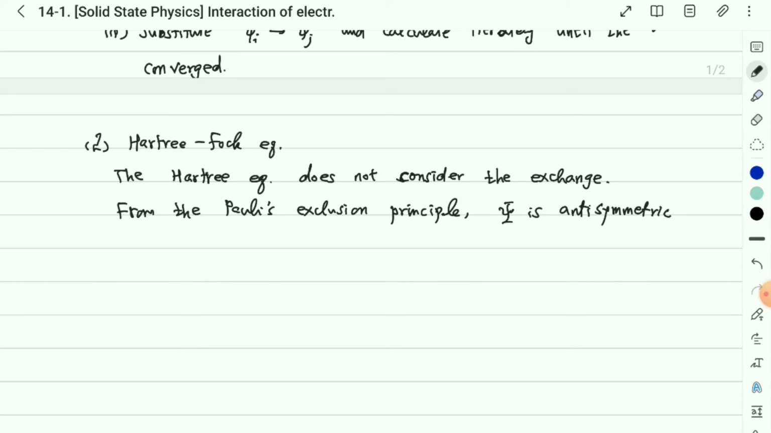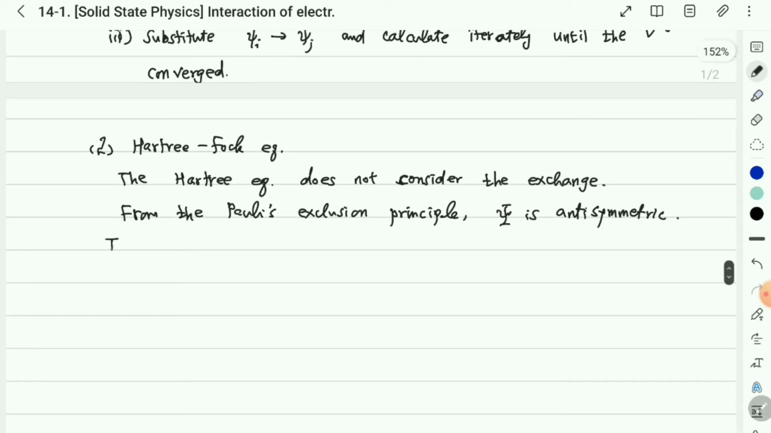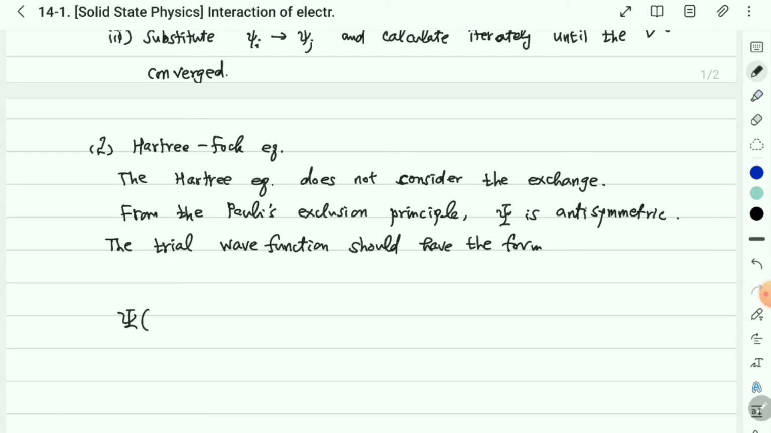wave function should have the form like this, and the capital psi is the total wave function of n electrons, considering the spin of electrons, and R1 S1 is the position and spin of the first electron, R2, S2, and for n electrons, Rn, Sn.